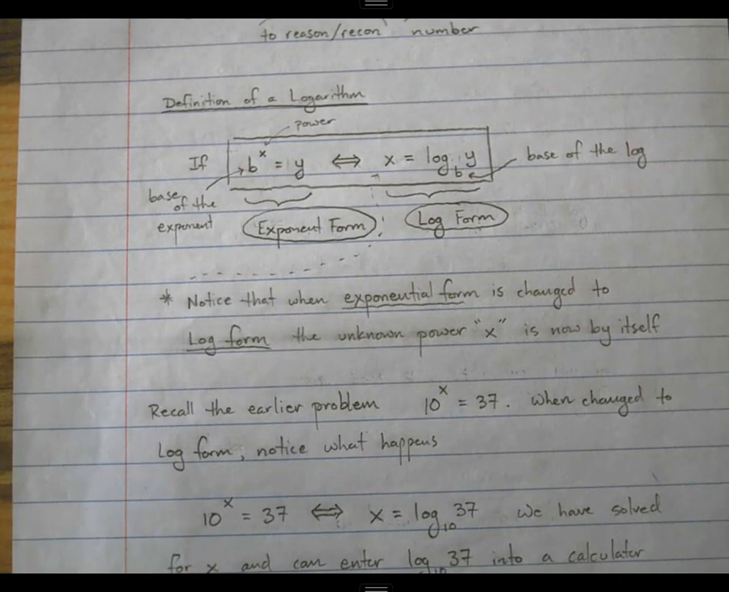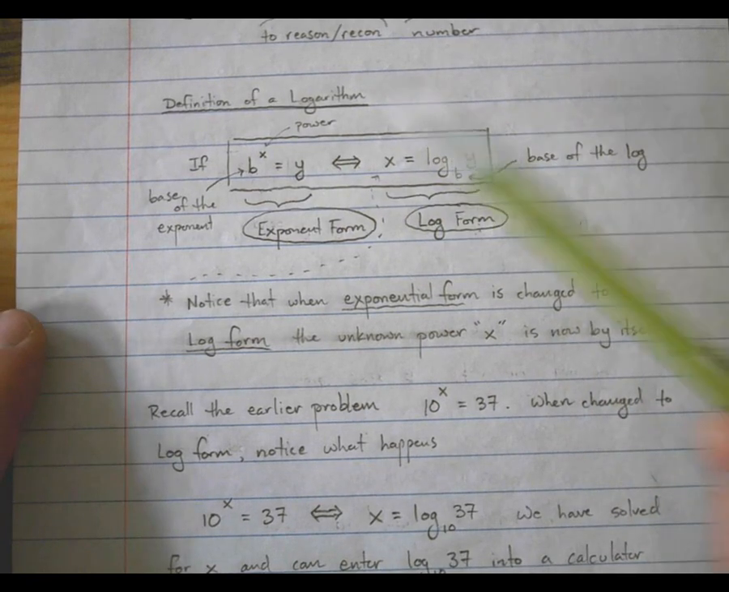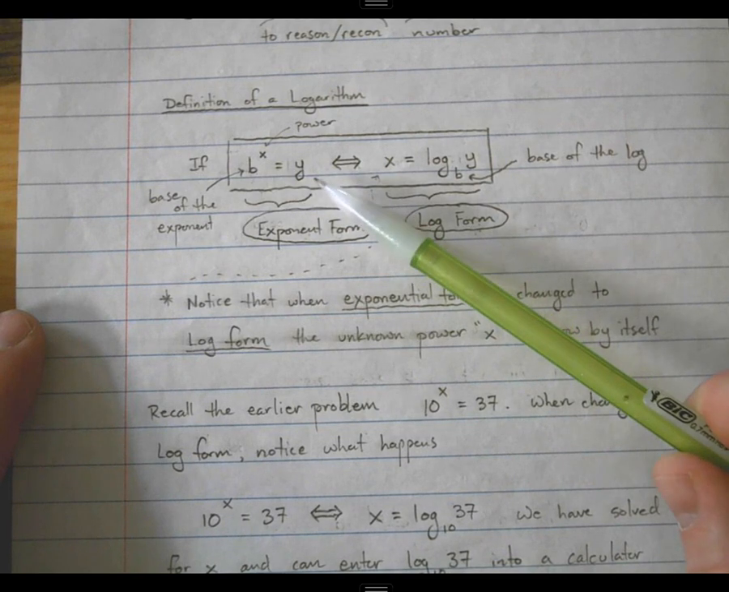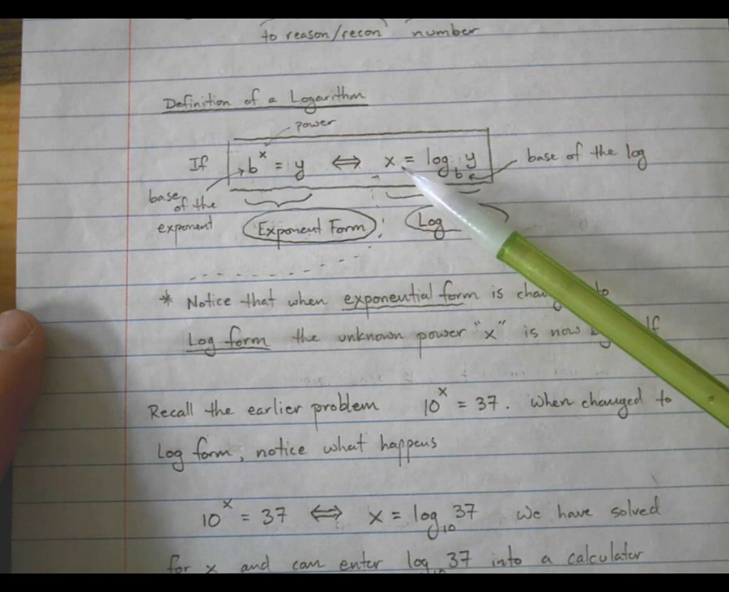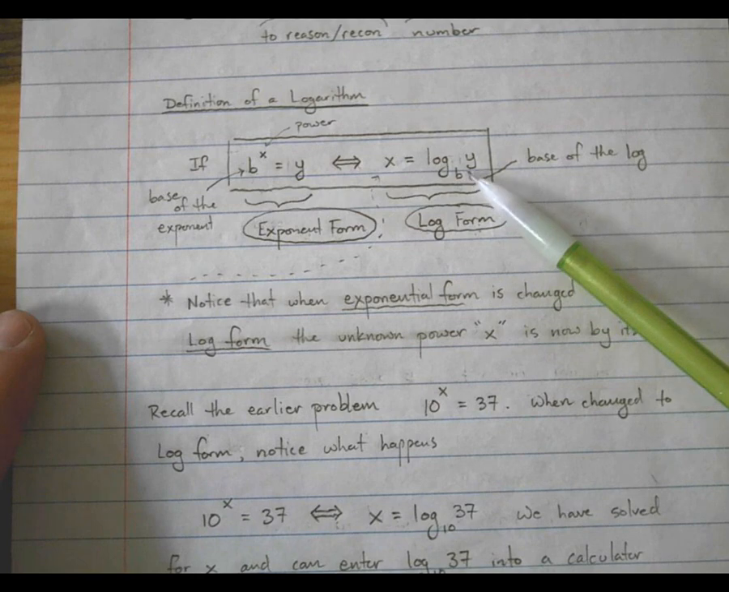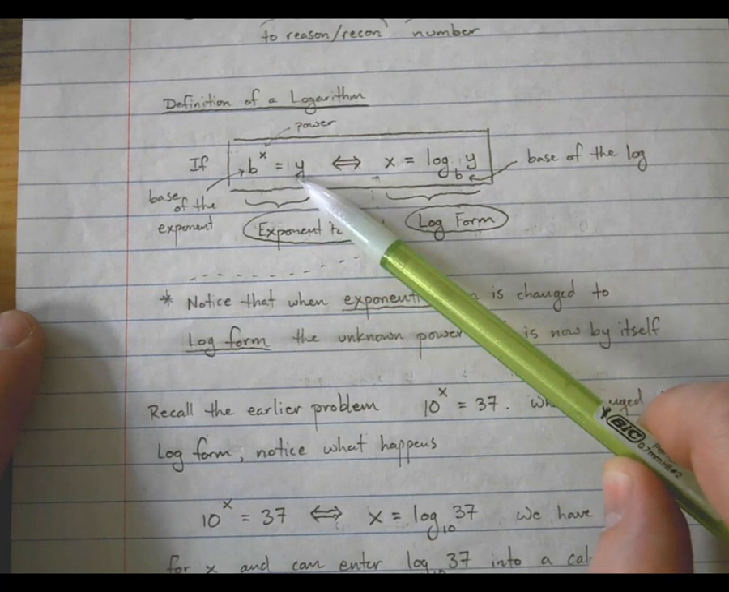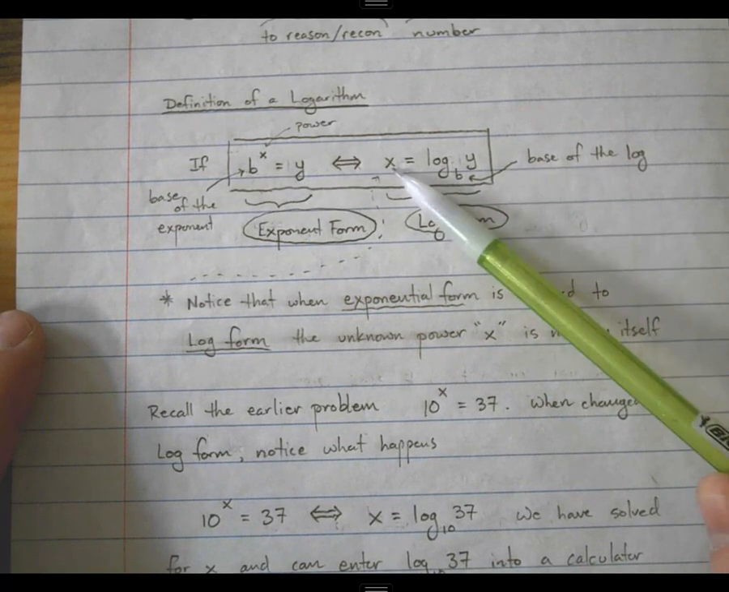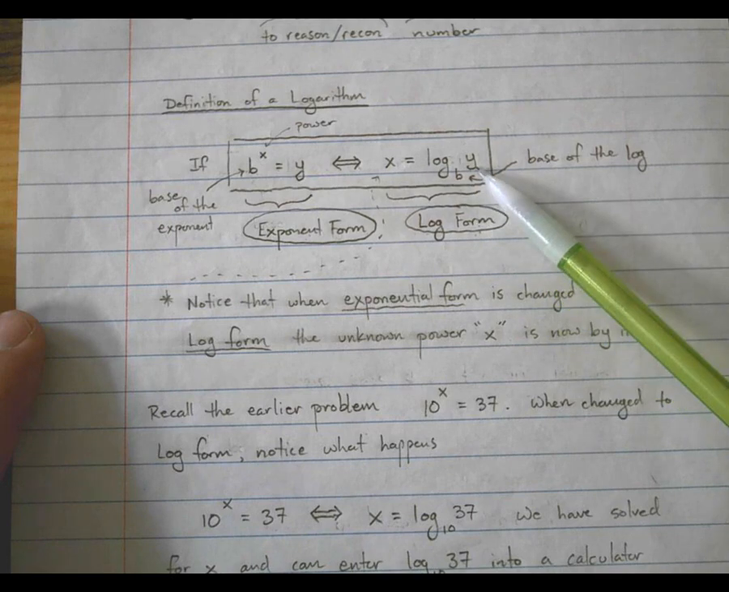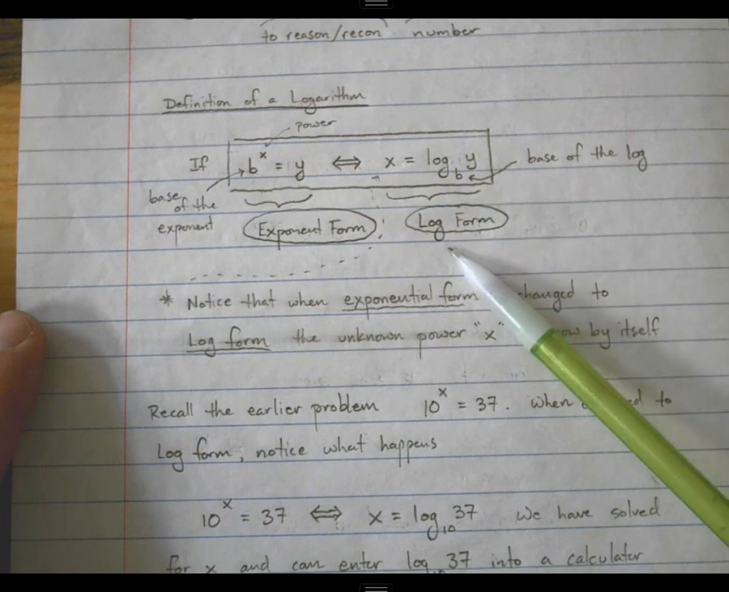So here we go. This is the most important concept around logarithms. This is what we call the definition of a logarithm. If b to the power x equals y, then that means x, that unknown power, is equal to the log base b of y. That's how we read this. We say b to the x equals y. If that's true, then x equals log base b of y. The left side is exponent form, and the right side is log form.